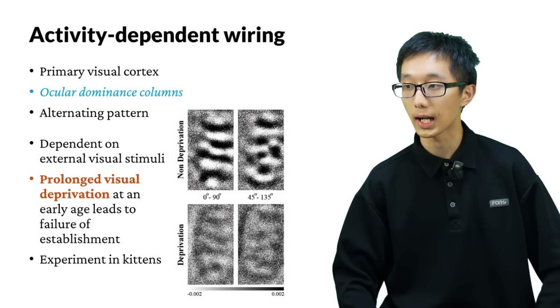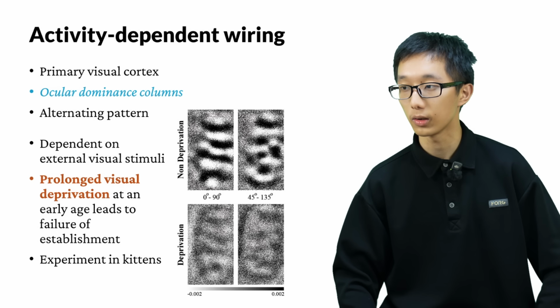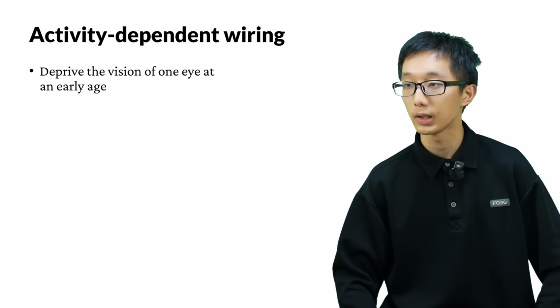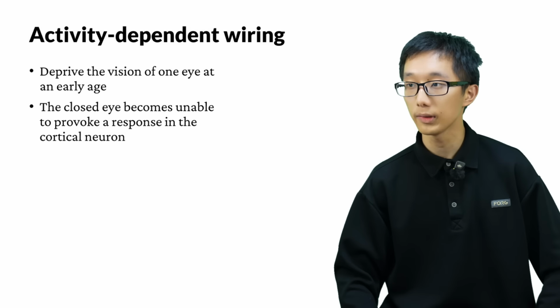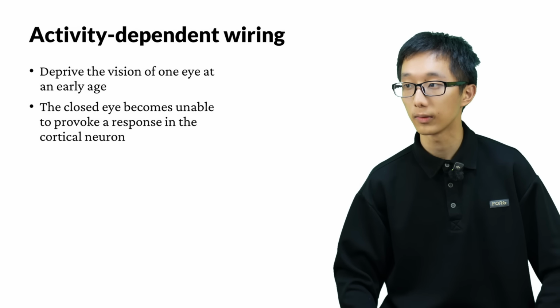If we cover one eye of a kitten or sew the eye together, then the kitten will fail to establish the ocular dominance columns in certain cases. Here is an example. We deprive the vision of one eye of the kitten at an early age. Then the closed eye will become unable to provoke a response in the cortical neuron.